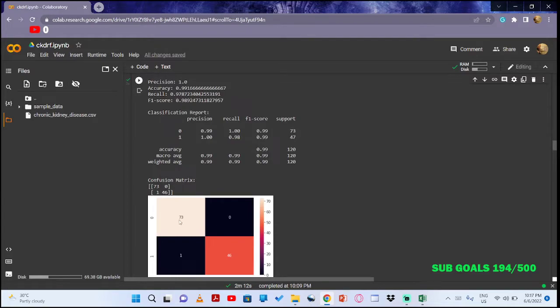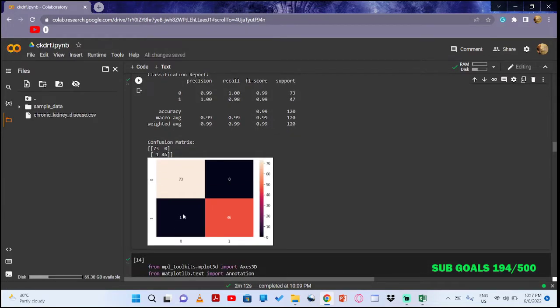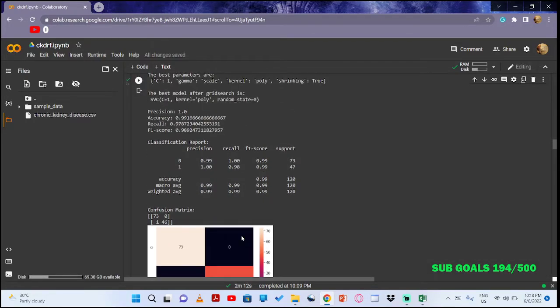That's only one data. I think we already mentioned that 120 data is for testing. That only one data doesn't have the correct output. For the rest of the data, we got zero for zero and one for one. This is how it goes.